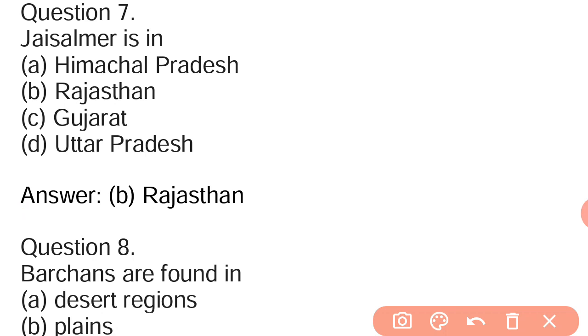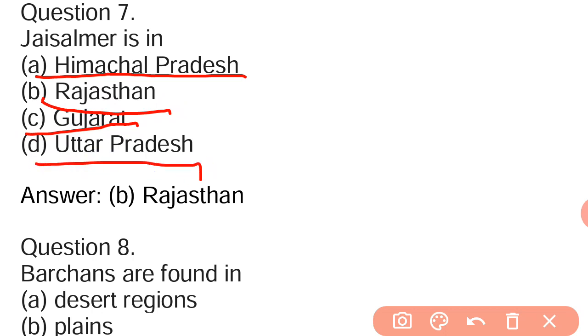Jaisalmer is in option A Himachal Pradesh, option B Rajasthan, option C Gujarat, option D Uttar Pradesh. Right answer is option B Rajasthan.